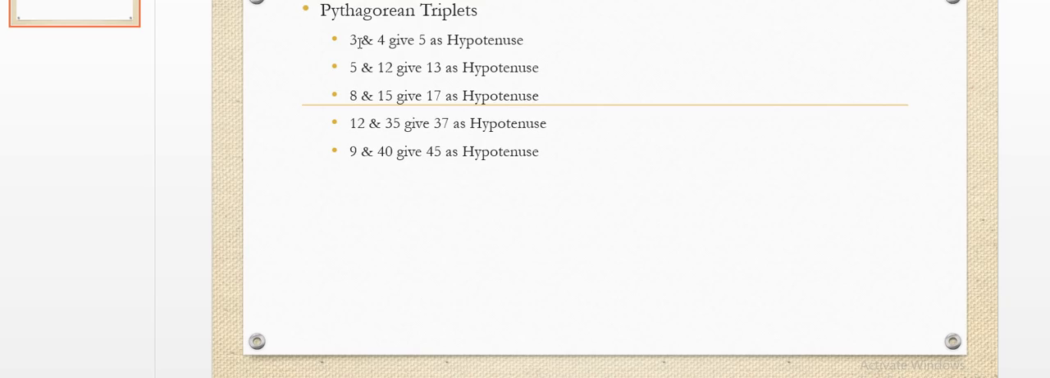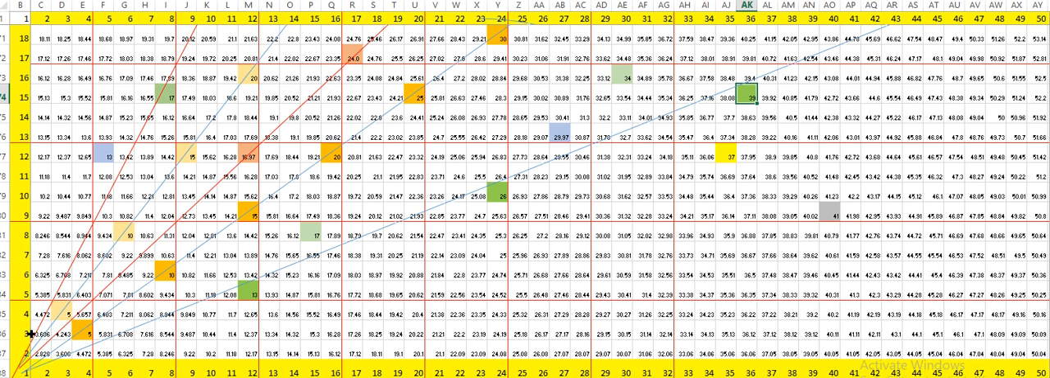As a triangle, if you have a right angle triangle with a base of 3 and a height of 4, it will give you a result of 5 as the hypotenuse. Similarly, these triplets will also work, and their multiples will also work in the same manner. I will show you this triplet 3 4 5. So 3 in price, 4 in time gave me a hypotenuse of 5.